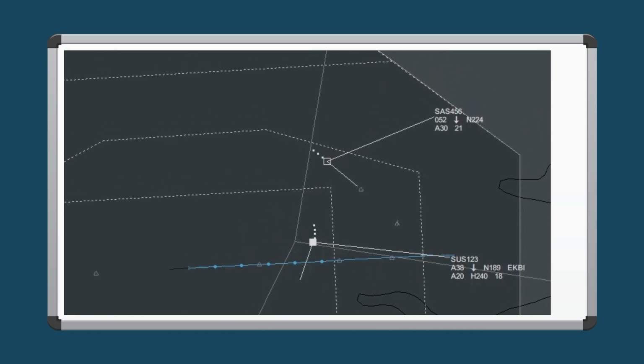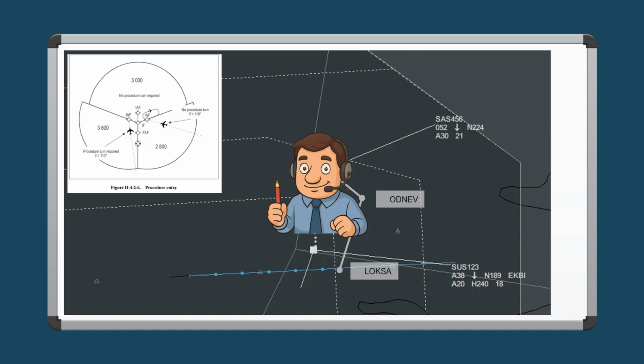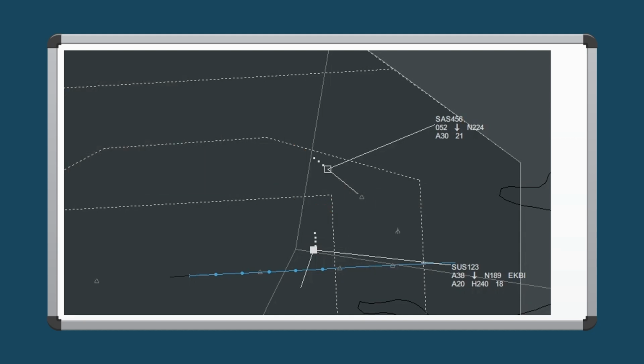Procedural approaches, however, are a little bit different. From the initial approach fix, you must clear them via a track that, when connected to the first leg of the procedure, generates a no larger than 110 degree angle. The source for this can be found in Doc 8168, the pilot version of Doc 4444, simply because this is part of approach procedure design requirements.